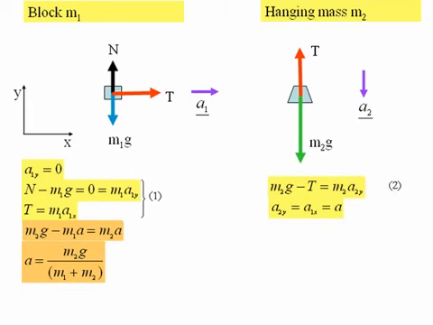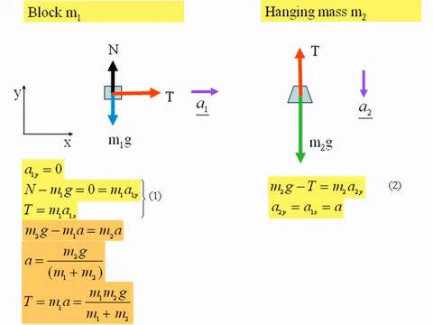Transposing that equation gives us the expression that a is equal to m2g divided by m1 plus m2. And then if we want to determine the tension in the string, we just substitute that expression for a back into equation 1 for T. So T is equal to m1a, which is equal to m1m2g divided by m1 plus m2.